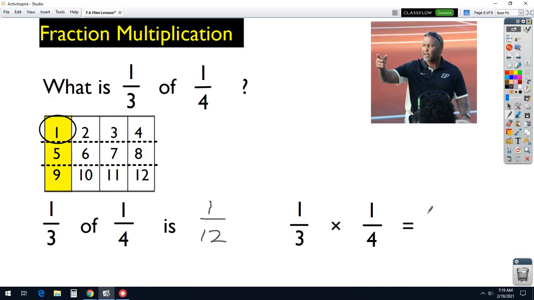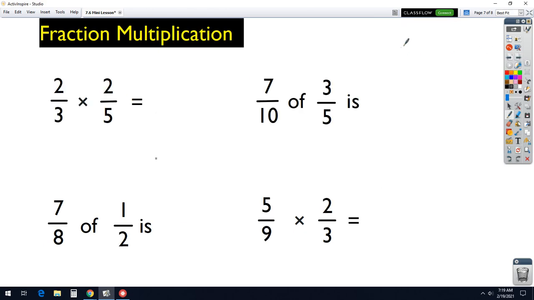Again, how did I get that numerically? Just writing the algorithm down. Well, to get 1, I multiplied 1 times 1, my numerators. And to get 12, I must have multiplied what? 3 times 4, my denominator. So 1/12 of the teachers are men who coach. We can do that, of course, without the pictures, without the words.